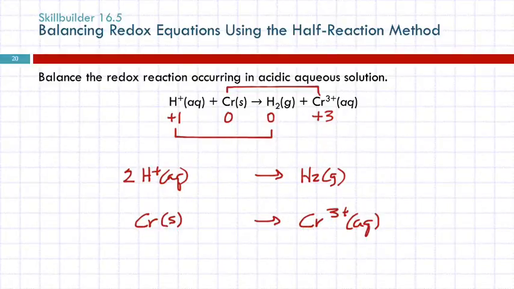Next, I balance for charge. So here I have a total of +2 charge on the left and a total of 0 charge on the right. I need them to be equal, and I do it by adding electrons. So I'm going to add 2 electrons to the left side, because 2 H+ and 2 negative electrons, those charges add up to 0, which is equal to the charge on this side.